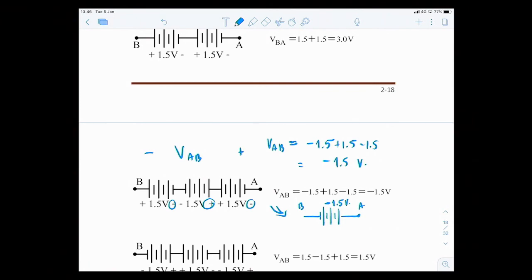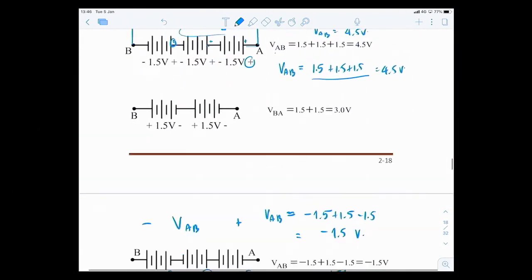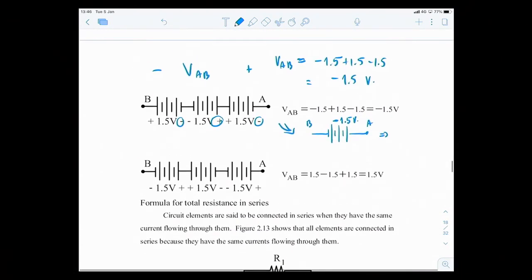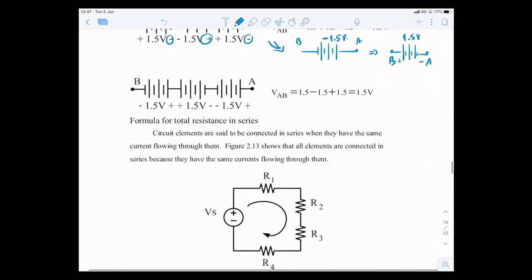Or if I don't like to write minus 1.5, it's the same thing: I can flip A and B. If VAB is minus 1.5, that means VBA is positive 1.5. Writing VBA with B positive and A negative, this is 1.5 volts. It's the same thing. You combine them together and can write them as just one source.